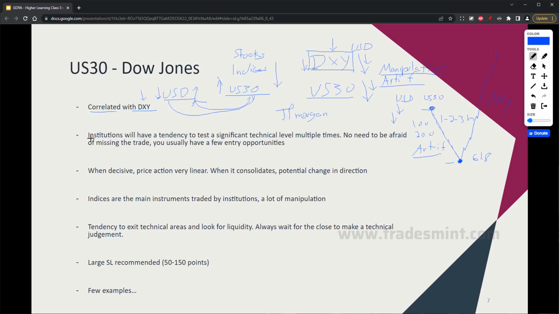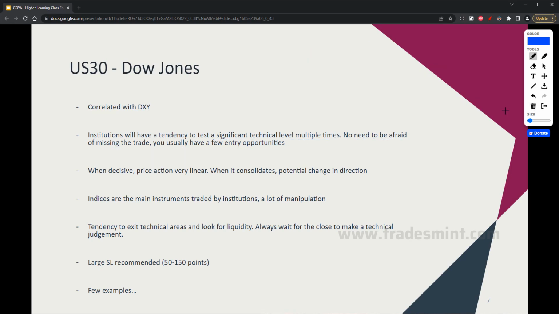So next, institutions will have a tendency to test a significant technical level multiple times. So no need to be afraid of missing the trade. You will usually have a few opportunities. Okay, so basically this is very, very important. Contrary to gold, usually the indices, Dow Jones, when it reaches a technical level that institutions want to start a trade at, it will test it multiple times.